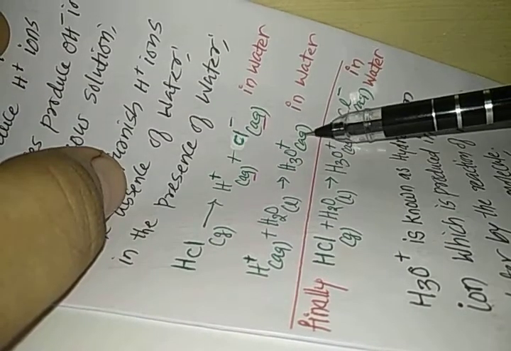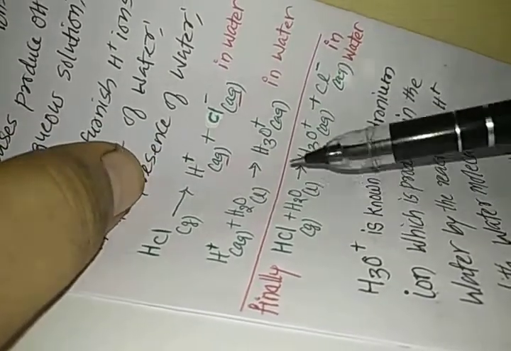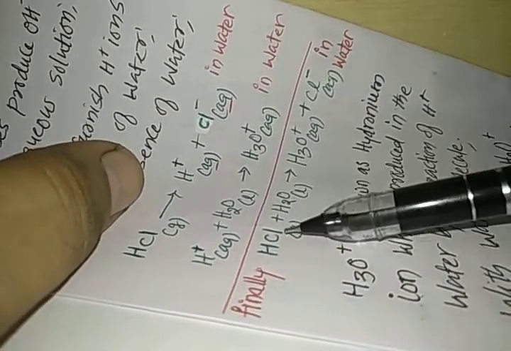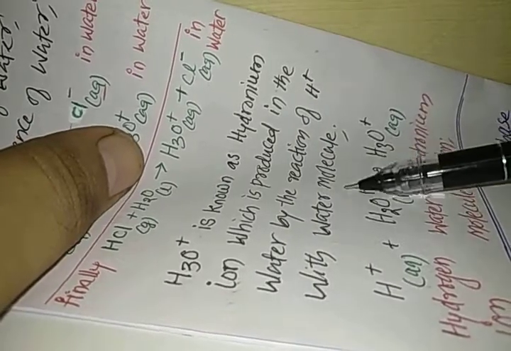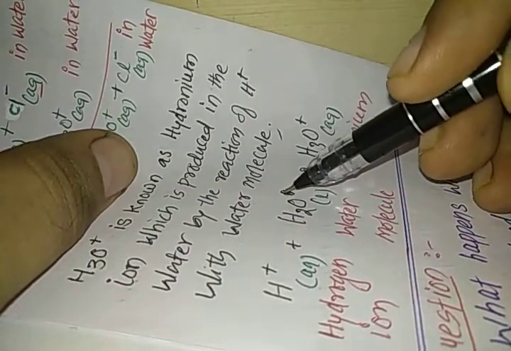This H plus ion reacts with water to produce H3O plus aqueous, which is known as the hydronium ion. And finally, by adding both these reactions, we get HCl plus H2O that gives H3O plus and Cl minus in water. H3O plus is known as the hydronium ion, which is produced in water by the reaction of H plus ion with the water molecule. That means H plus plus H2O gives H3O plus. So H plus aqueous plus H2O liquid gives H3O plus aqueous. That means hydrogen ion plus water gives hydronium ion.